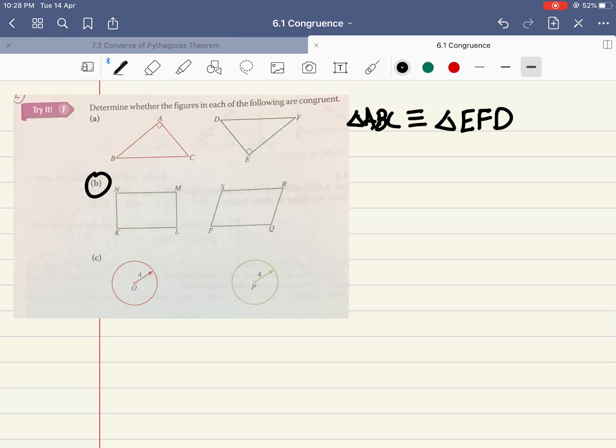Once again, be very careful about the order of vertices. Then for B, notice that even though the lengths are the same, like KN is equal to PS, and LM is equal to QR, the angles are not the same, because on the left hand side, KLMN, all the angles are 90 degrees. Over here, the angles are not 90 degrees. So even though the lengths are the same, they are not congruent figures. So they are not congruent.